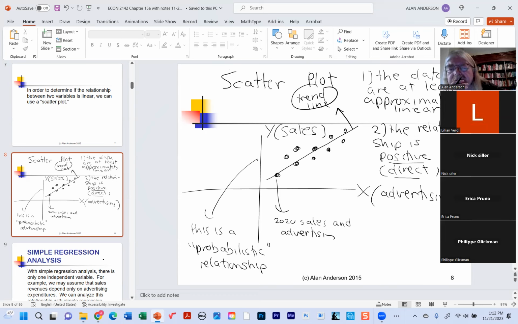That type of relationship where there can be scattering about the line is sometimes called a probabilistic relationship. And that makes things more complicated for us because we know that while there is a strong relationship here between these two variables, it's not perfect. Okay, and that's how you know, because you see the points are not directly on the line.